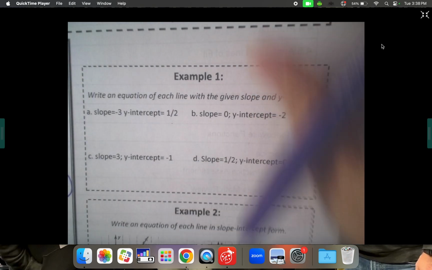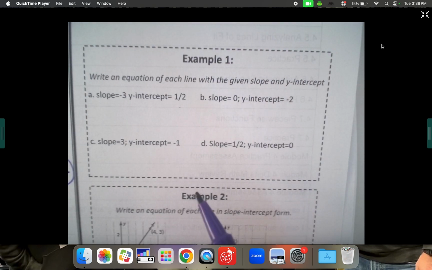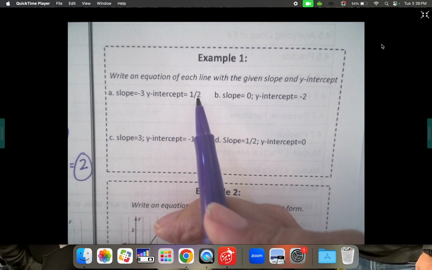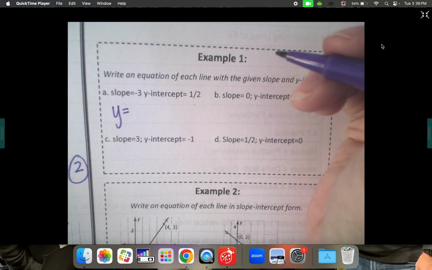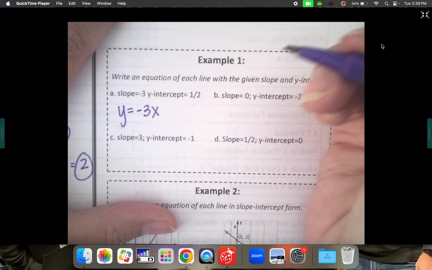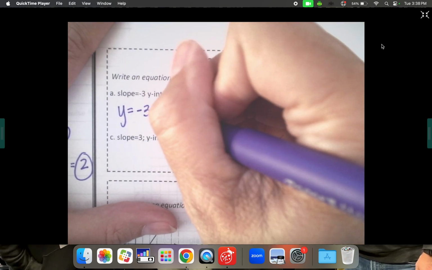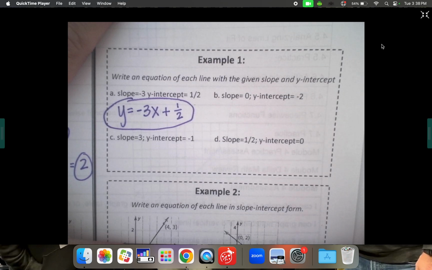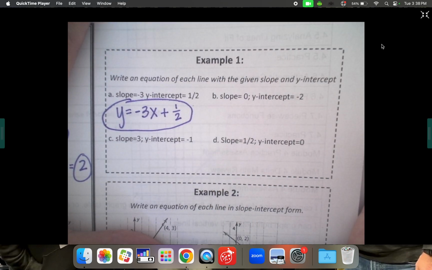This other rectangle, for example 1, says write an equation of a line with the given slope and y-intercept. This should be very easy. If I give you what the slope is and I give you what the y-intercept is, just put it all together. Y equals m. Your m is your slope, so that's -3. X, don't forget your x, plus b. B is your y-intercept, which is half. So plus half. Okay, I would pause the video for a second and you go ahead and try these last 3 on your own.